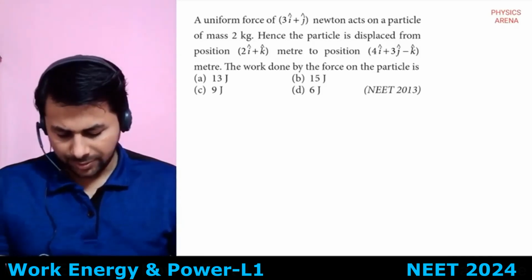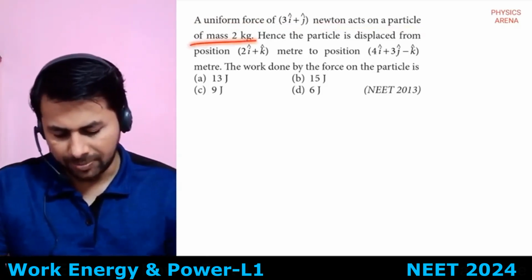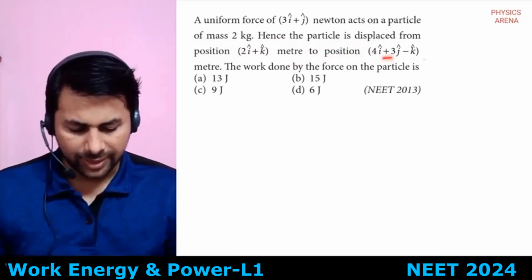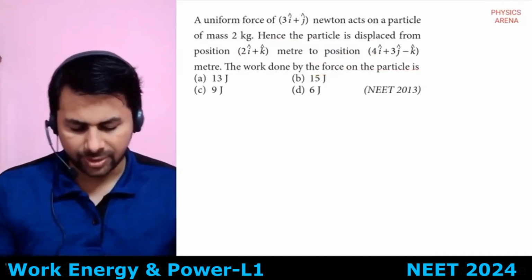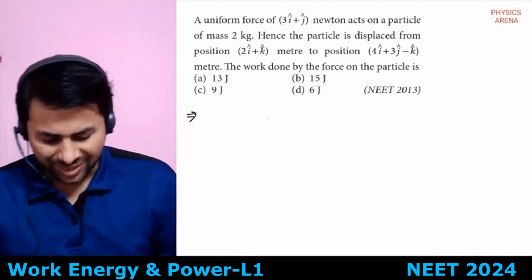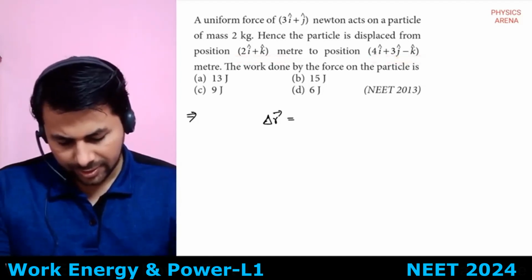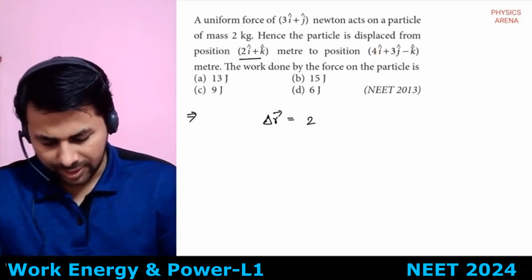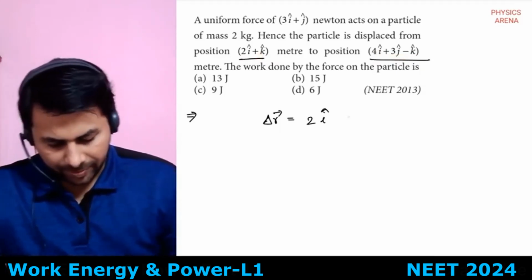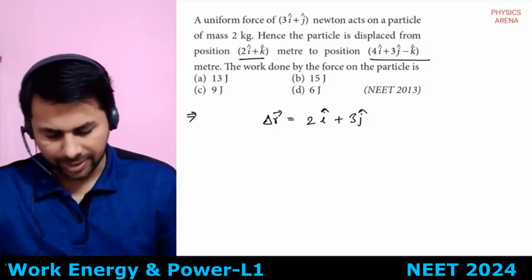Okay. Next question: a uniform force 3i cap plus j cap newton acts on a particle of mass 2 kg. Hence the particle is displaced from the initial position to the position 4i cap plus 3j cap minus k cap meters. The work done by the force on the particle is? We'll do this in a similar way, just like the last one. So tell me, what is the displacement? 4 minus 2, right? This is initial, this is final. So it is 2i cap, plus 3j cap, and minus 1 minus 1, that's minus 2k cap. Am I correct?